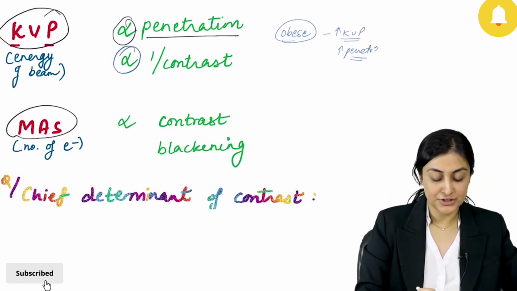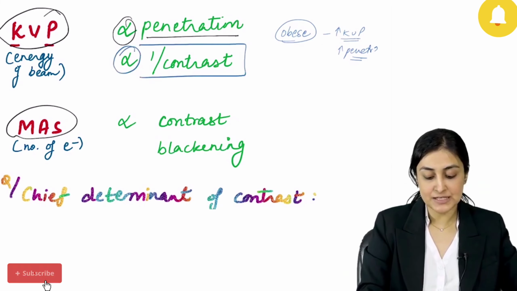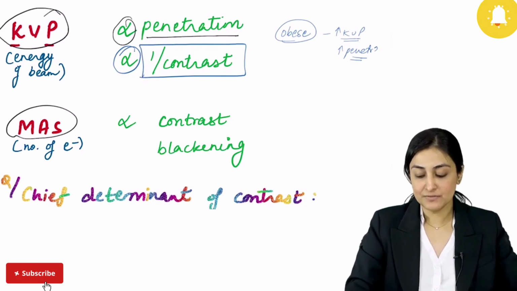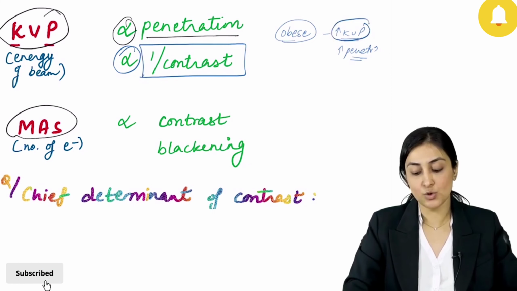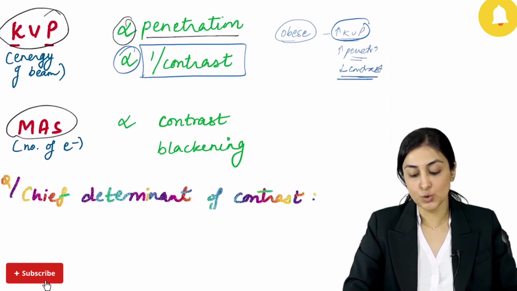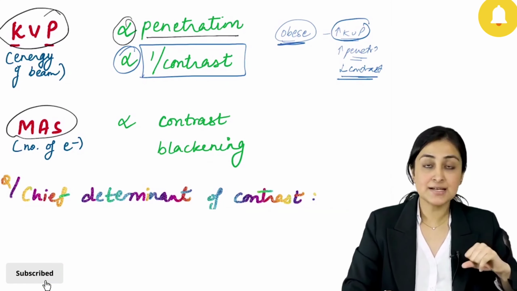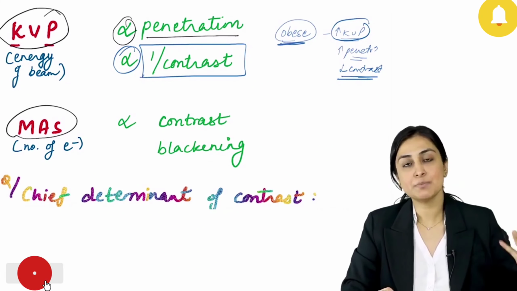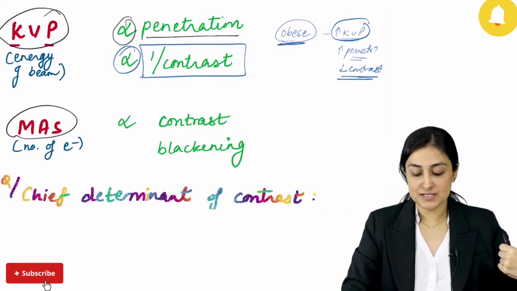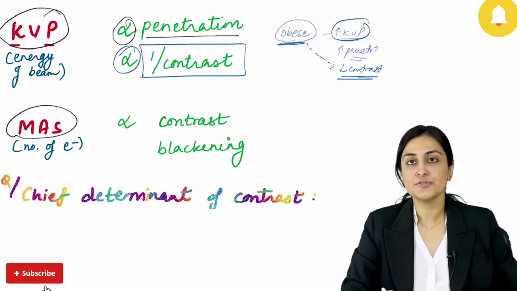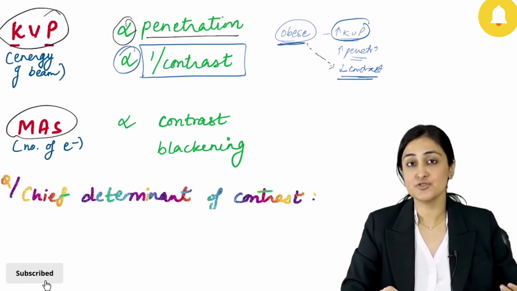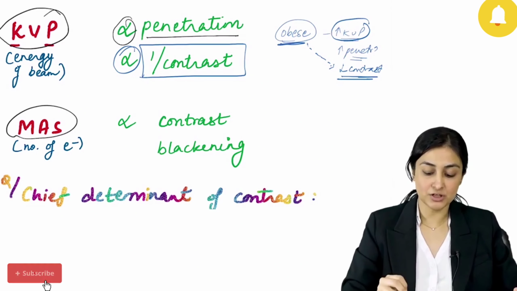And the other relationship is that it's inversely proportional to contrast. Whenever you increase KVP, the contrast will reduce in turn. So if we keep the same example going of this obese patient who has come to you for an X-ray, we have increased the KVP because increasing penetration is a must. Now in that process, we have made the contrast of the X-ray very low, and that is not acceptable. So how do we work around it?